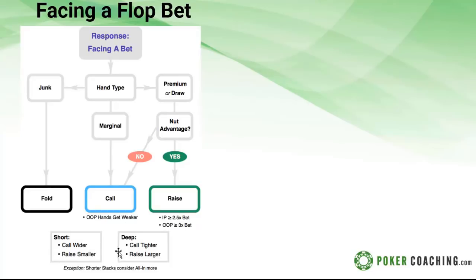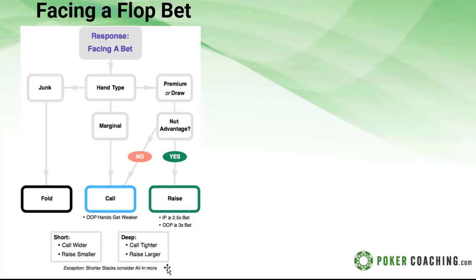When you're deeper, you generally have to call a little bit tighter because you're going to realize your equity poorly because your opponent can just bet the turn and bet the river. And when you are going to raise, you need to generally raise larger to cut off your opponent's pot odds plus implied odds. Also, there's a bit of an exception to this once we get really short. Then we may just want to be jamming all in instead of check raising small.